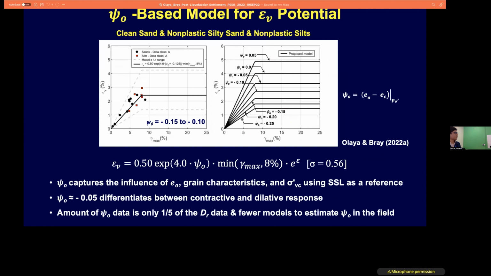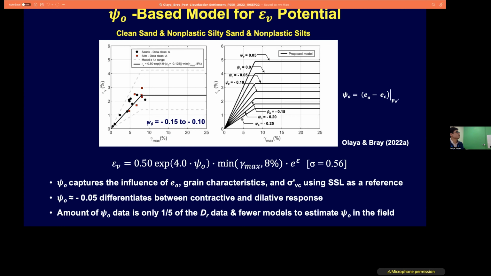We also developed a different model based on the state parameter as defined by Been and Jefferies 1985, this equation here. The model is presented down here. And the functional form was similar to the relative density model. And we actually used the relative density information to constrain this model because we only had about a fifth of the amount of data we had available for relative density. So that's an important remark.